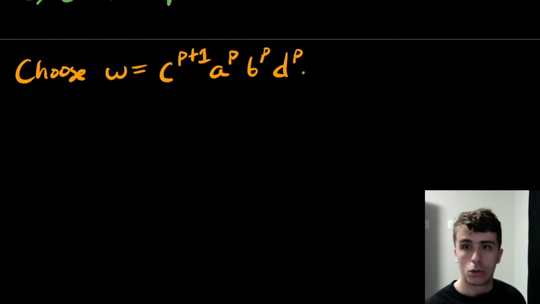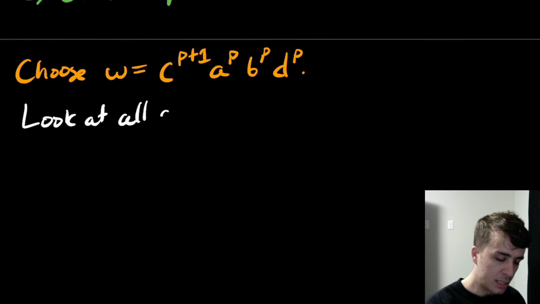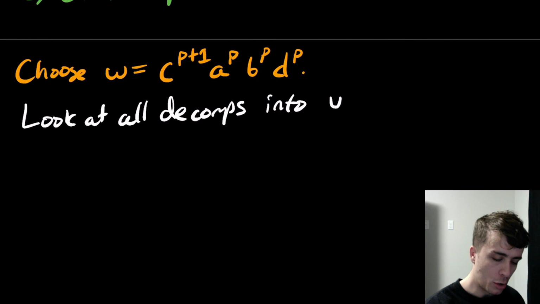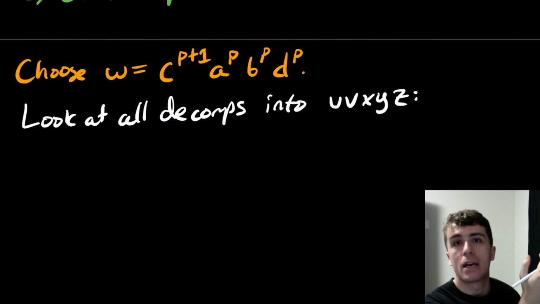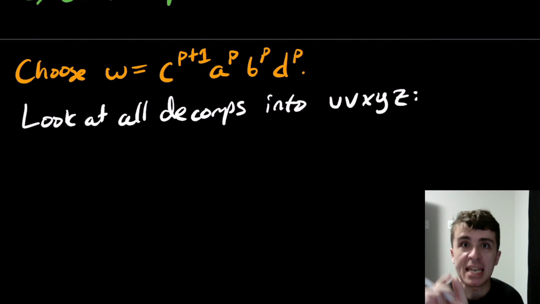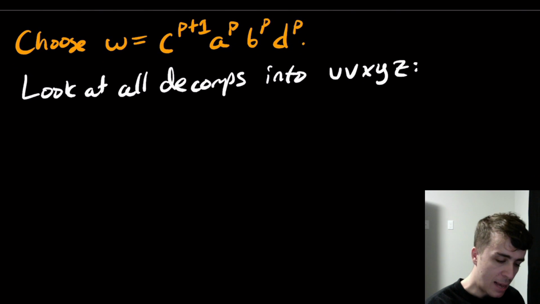Okay, so what do we actually do here? We have to, again, look at all the possible cases. So look at all decompositions into U, V, X, Y, and Z. And we want to have it so that C doesn't win by plurality anymore. It could be that one of the others wins by plurality, but we want C to not win by plurality. So let's look at some cases.